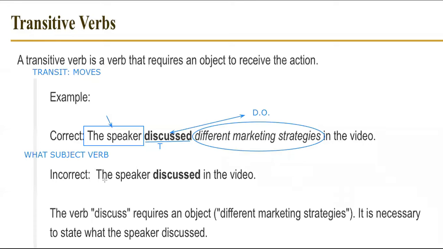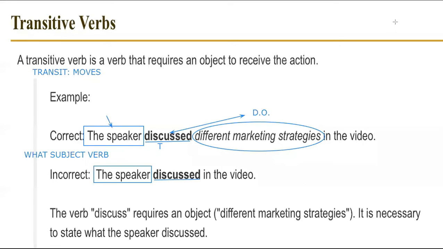Javier, identify in this sentence that I'm showing you here, which is the subject in this sentence? The speaker, exactly. How do we label the speaker? With a drawing of a rectangle. This way, look. Now, Fabiola, where is our verb? Discussed. This is our verb.